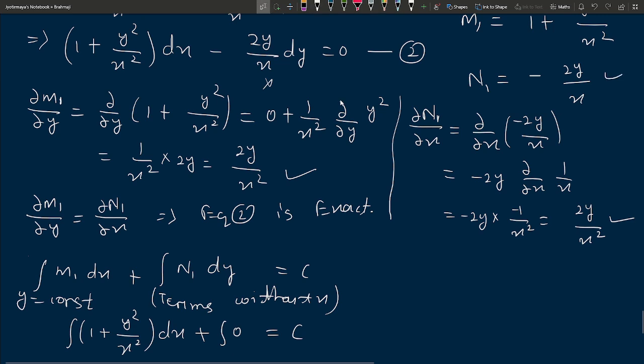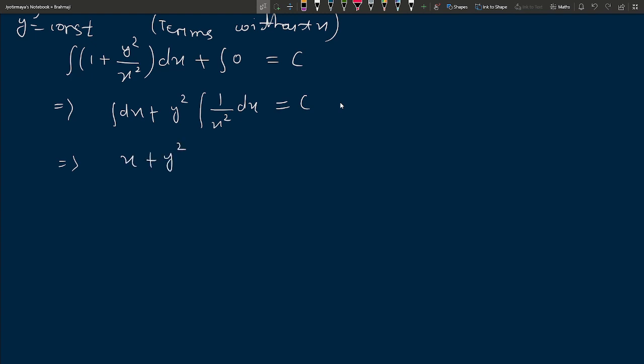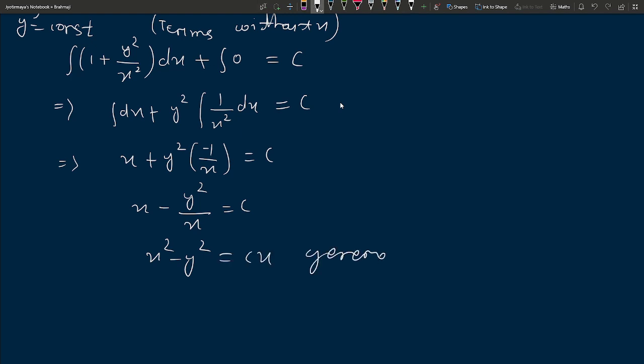Here n1 is minus 2y by x, there is only one term and it contains x. So this implies integration dx plus y square, a constant, times integration 1 by x square dx is equal to c. The integration of dx is x, and the integration of 1 by x square is minus 1 by x. So this is x minus y square by x equal to c, which implies (x square minus y square) by x equal to c. So this is your general solution.